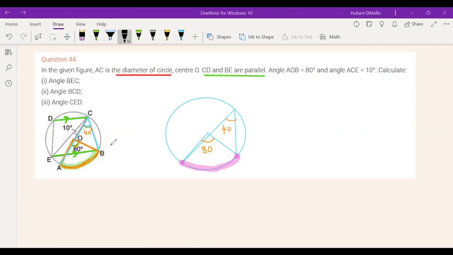Now what is angle BEC? See if you can work that out. Anybody? Okay. Before that, what's the next piece of information that you can get?